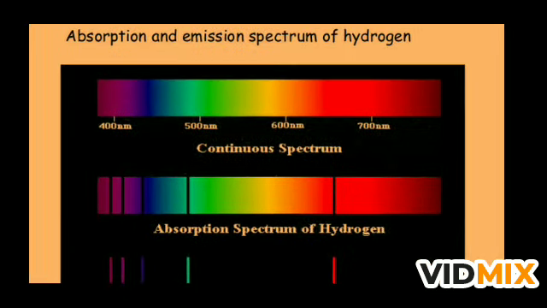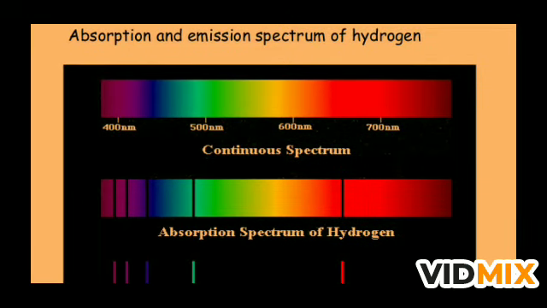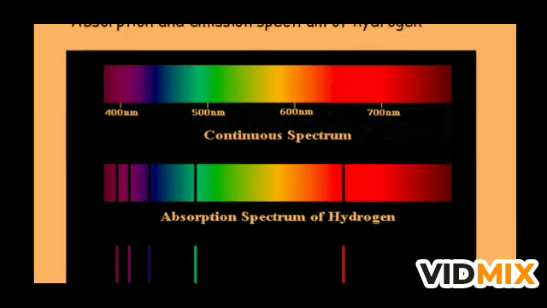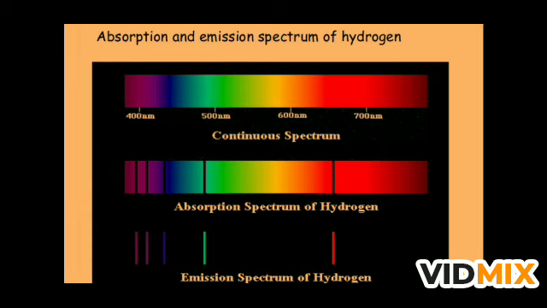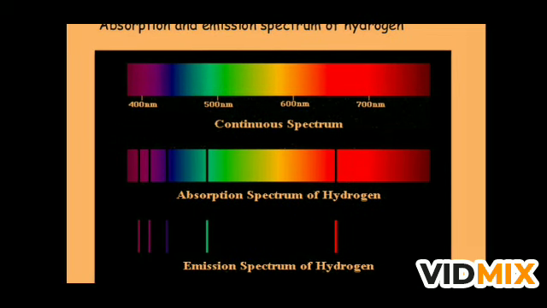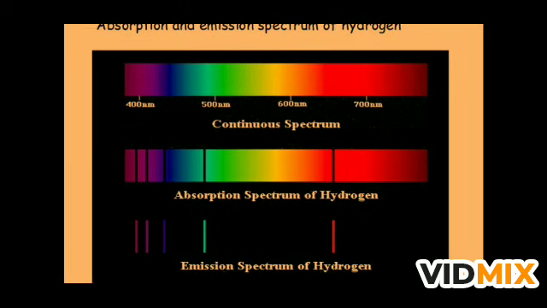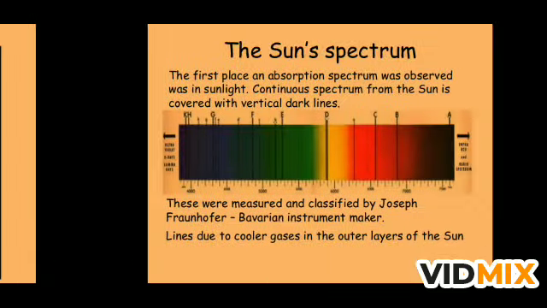These are the absorption and emission spectra of hydrogen. The upper one is a continuous spectrum. You see the black lines in the absorption spectrum, and in place of the black lines we are seeing colored lines in the emission spectrum of the hydrogen atom. Means where the emission takes place, that same wavelength is absorbed in the absorption spectrum.